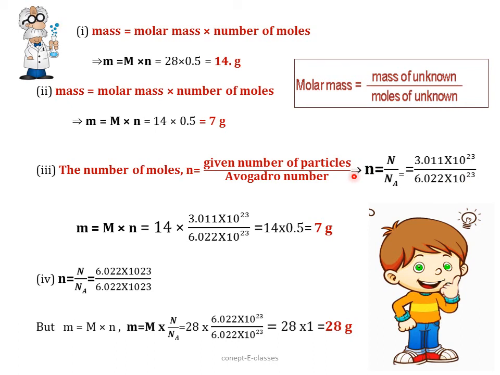But what should we calculate? We should find the mass. Therefore, we multiply this N, the number of moles, with the molar mass of N atoms. That is 14 into this number, which is equal to 7 grams.